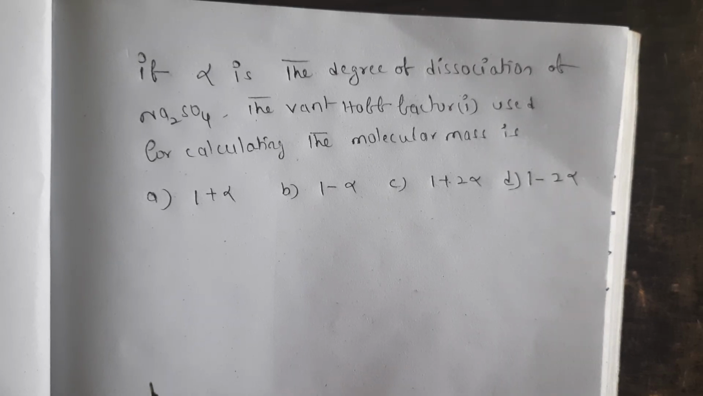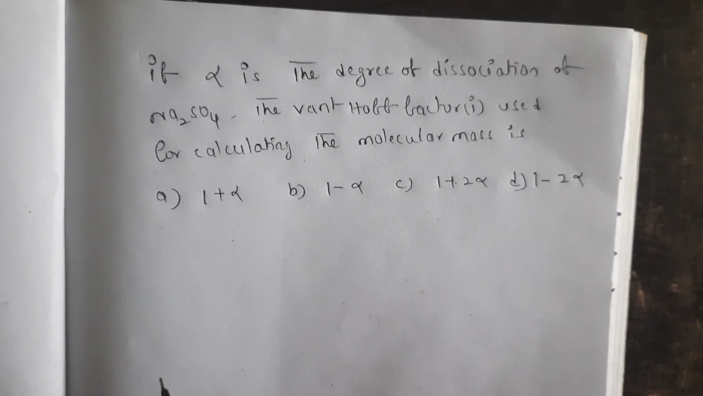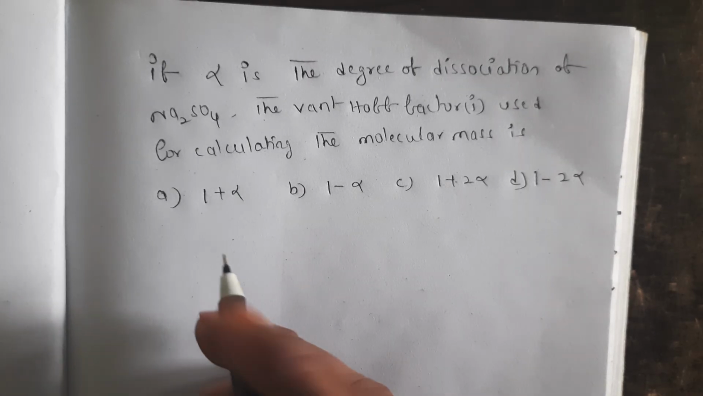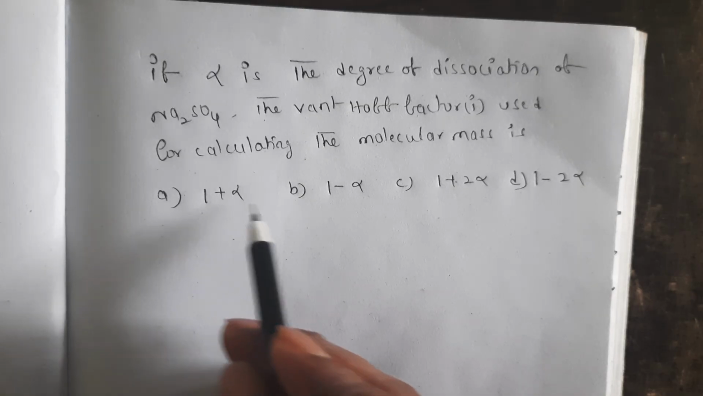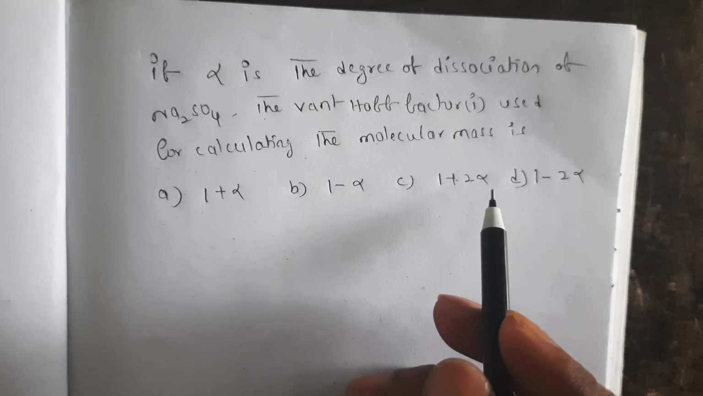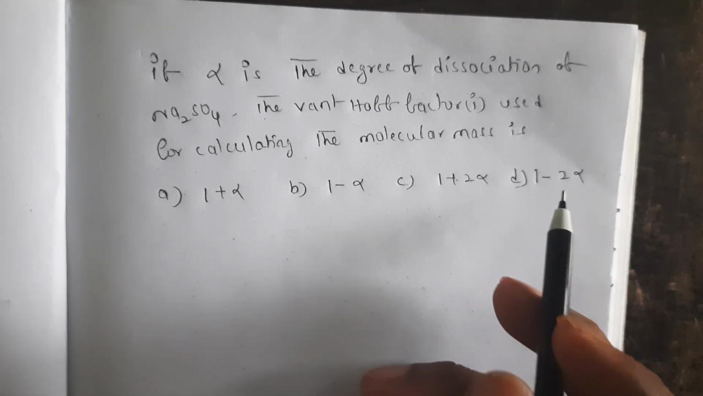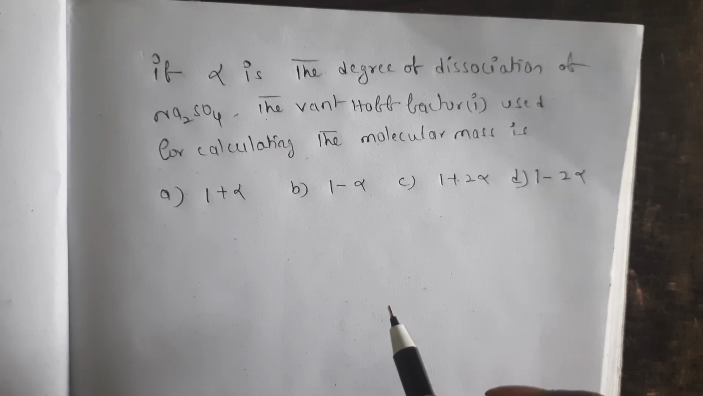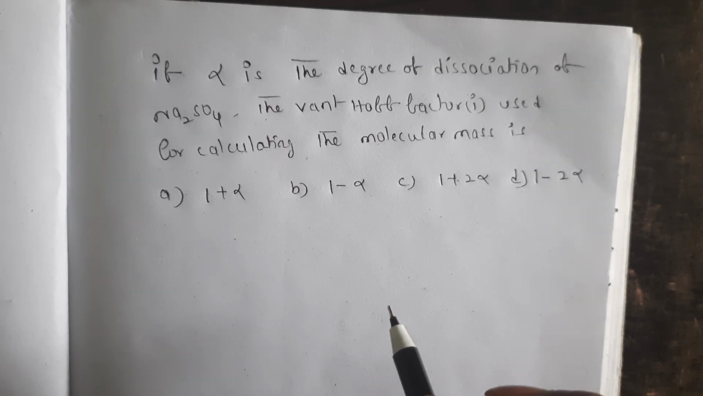Hi students, today's question is: if alpha is the degree of dissociation of sodium sulfate, the van't Hoff factor used for calculating the molecular mass is option A 1 plus alpha, option B 1 minus alpha, option C 1 plus 2 alpha, option D 1 minus 2 alpha, right? So for this, first you have to calculate how many ions are formed when sodium sulfate dissociates, right?